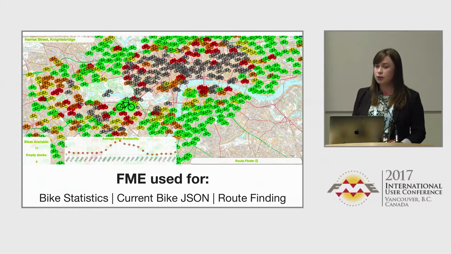And then you can also do route finding with it. So using the data streaming service and the shortest path finder, you can find the nearest tube station from that bike, for example.